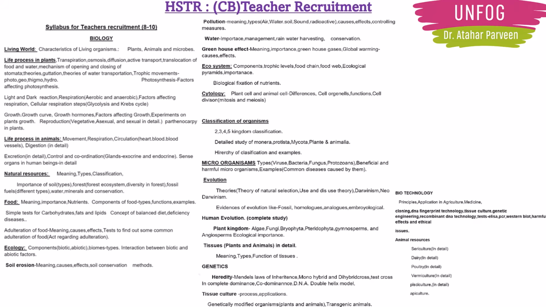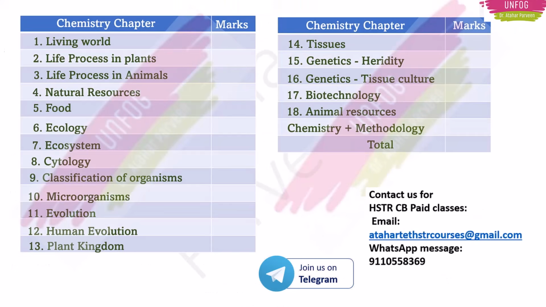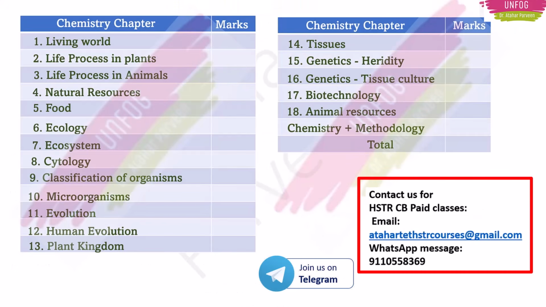Now let us see how many questions came from each chapter in the 2015 question paper. That will be our blueprint. As I already told you, these are the chapters in biology. Paper 2 will also be for 100 marks: 40 marks for biology, 40 marks for chemistry and 20 marks for methodology related to chemistry and biology. The total is 100 marks in paper 2 also. Now let us see how many questions came from each chapter based on that 2015 question paper.